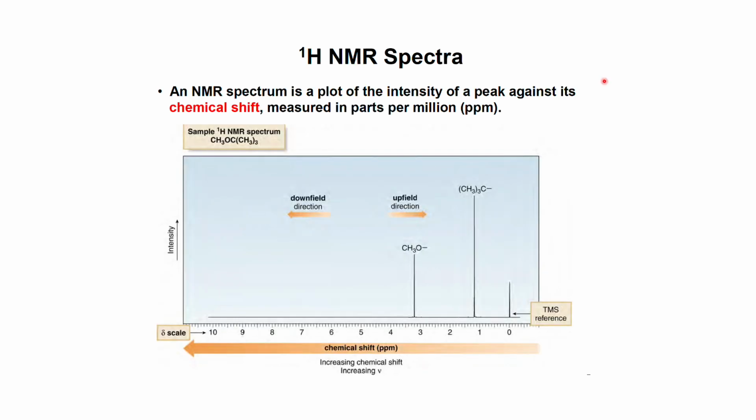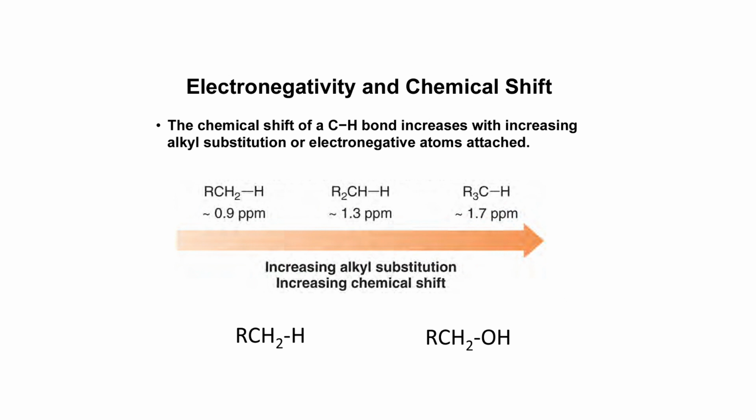So here's an example of a hydrogen NMR spectrum. An NMR spectrum is a plot of the intensity of a peak against the chemical shift, which is measured in parts per million, ppm. Now what is a chemical shift? The chemical shift of a carbon-hydrogen bond increases with increasing alkyl substitution or electronegative atoms attached. For example, here we can see that with an increasing number of alkyl groups R1, R2, R3, the chemical shift value also increases.